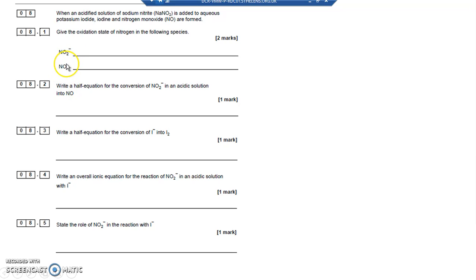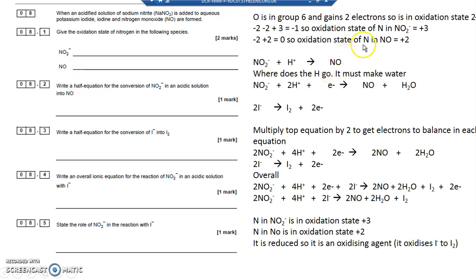In NO, there's no charge overall on the right hand side, so a nitrogen must balance with an oxygen. Oxygen is -2 oxidation state, +2 for the nitrogen. So +3 and +2. Write a half equation for the conversion of NO2 minus in an acidic solution into NO.